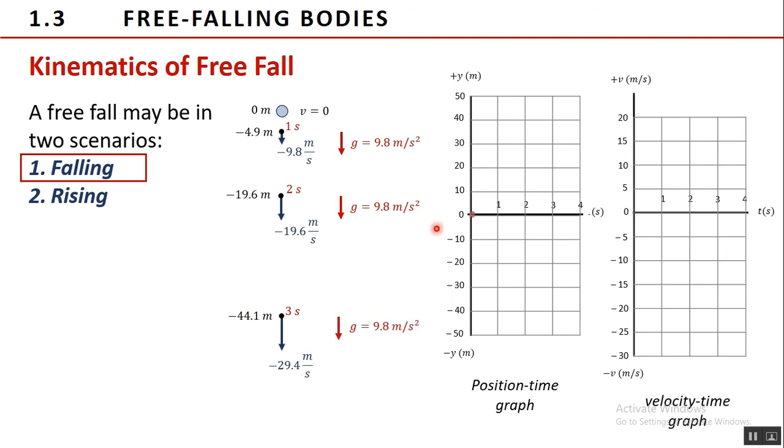Now let us investigate how the motion graphs look for a falling body. For the position time graph, since a falling body moves downward and if we take the origin at a higher location, the positions as a function of time are negative values. For the velocity time graph, the velocities are negative values since a falling body moves along the negative y-axis. We see that the magnitude of velocity is increasing as it falls. In other words, a falling body accelerates.